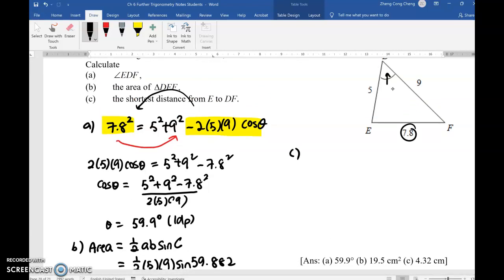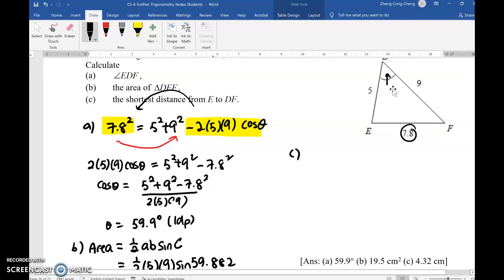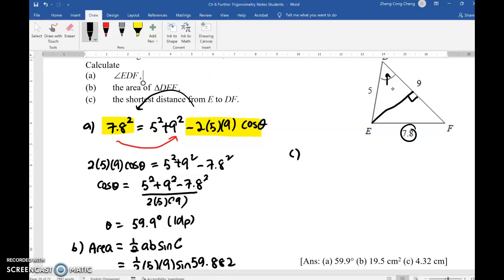Lastly, I want to find the shortest distance from E to DF. So we can use area because half times base times height will give you the same area. So we will say that 19.462 will be half times base times height. So the height will be 4.32 cm.